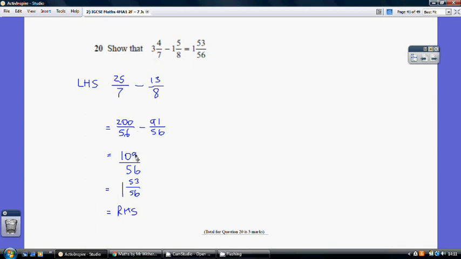And finally, I can convert this top-heavy fraction into a mixed number. I can get one whole out of this, using up 56 parts, leaving me with 109 take away 56, which is 53 parts left over, and that equals my right-hand side.